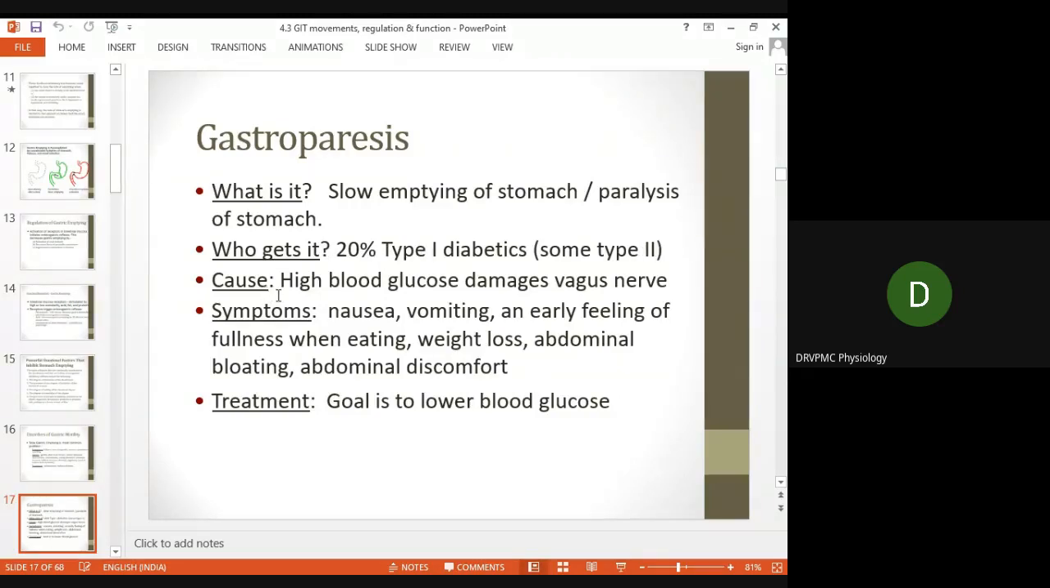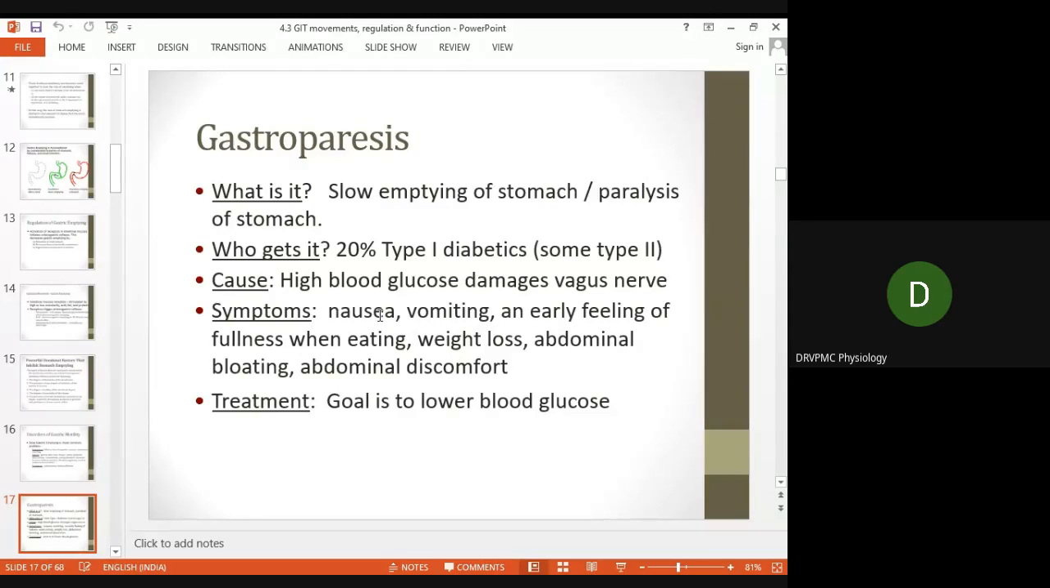What is the cause? High blood glucose. Diabetes mellitus is mainly a disease of improper control of the blood sugar levels. If there is a high blood glucose level, then that damages the vagus nerve, and hence gastric emptying will be slowed down.